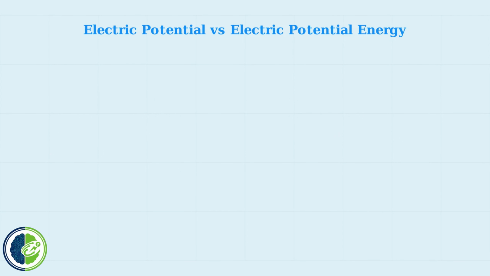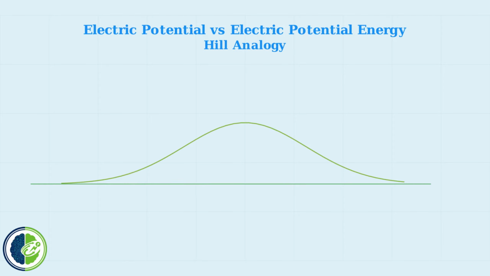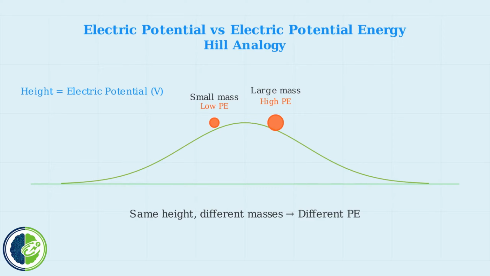To better understand this distinction, let's use an analogy with gravitational potential energy. Think of electric potential as the height of a hill. It's a property of the terrain that exists whether or not we place anything there. Now, electric potential energy is like the gravitational potential energy of a ball placed at that height. A heavier ball at the same height has more gravitational potential energy, just as a larger charge at the same electric potential has more electric potential energy.